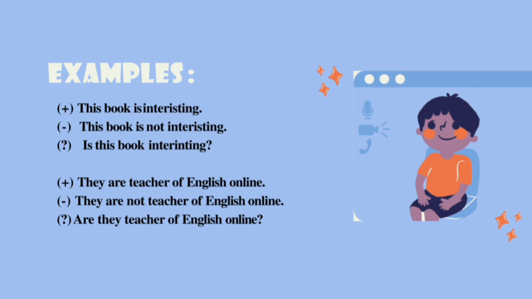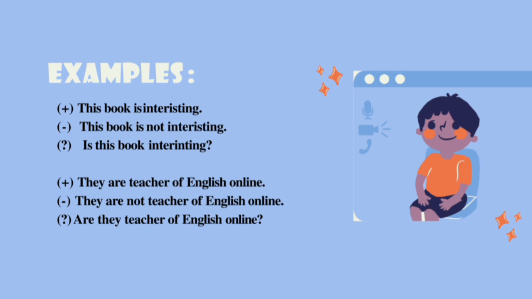In these slides, we can see some examples of nominal sentences. Okay, the first example is: this book is interesting. Why using is? Because the subject is book. Okay, for the negative sentence: this book is not interesting. We can use to be plus not for a negative sentence. And for the interrogative sentence: is this book interesting?